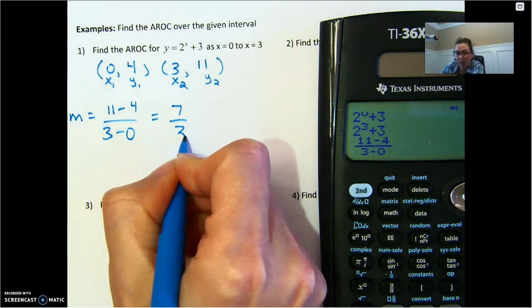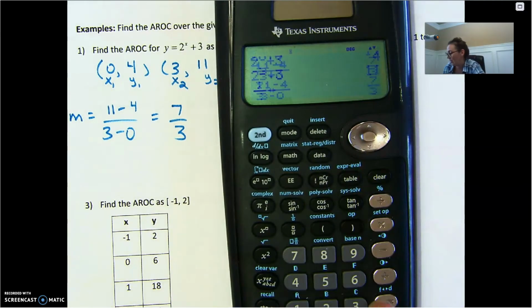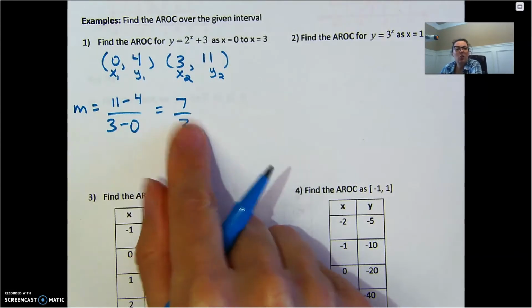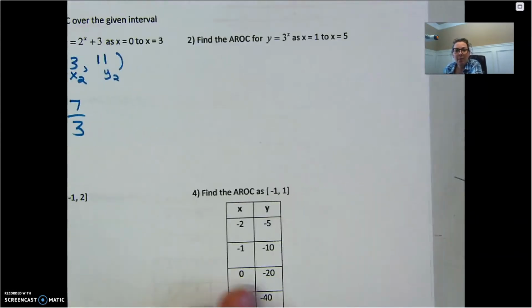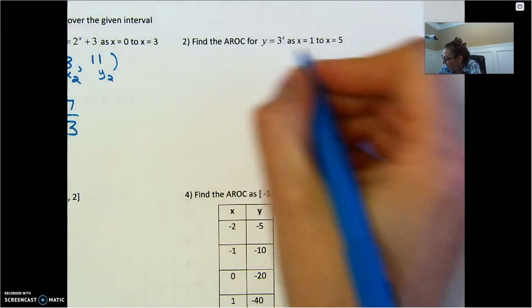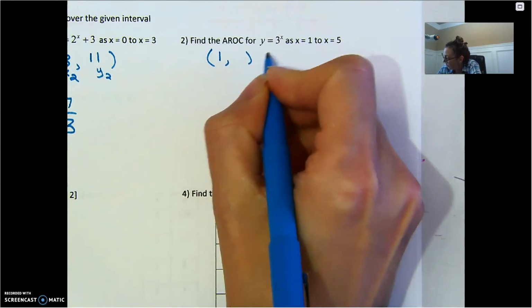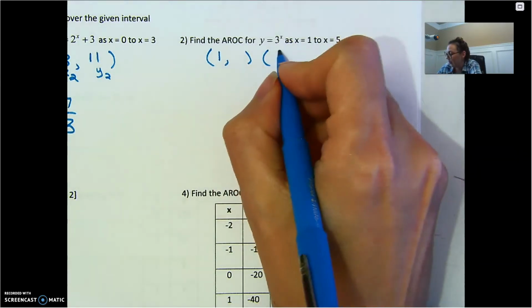You can leave it as a fraction, or you could turn it into the decimal, doesn't matter. Most of the time though, on multiple choice, you'll see the slope as a fraction. All right, so that is your rate of change for number 1. All right, how about number 2? It's the same idea. We're going from x is 1 to x is 5.